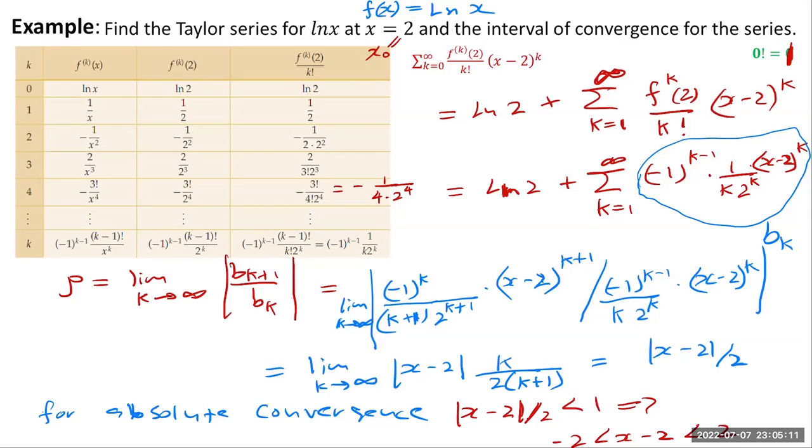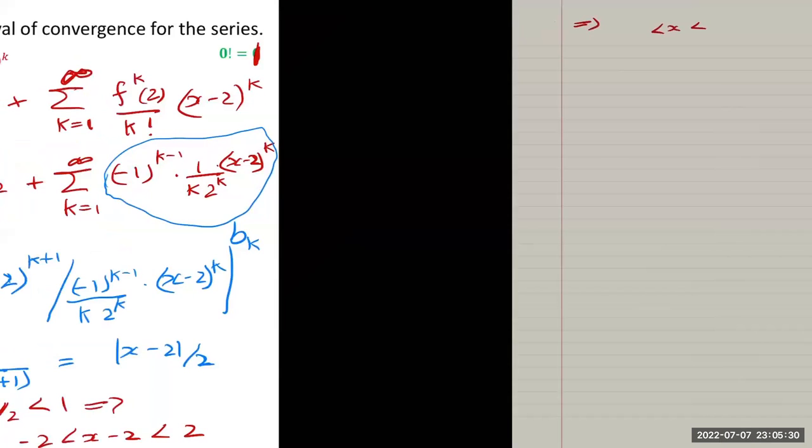What I do is I multiply this 2 to the other side and then I remove the absolute value. Then x minus 2 should be between minus 2 and plus 2. That implies that x is between 0 and 4. Okay, so the interval of convergence includes the interval 0, 4. Now we need to figure out what happens at the endpoints, 0 and 4.